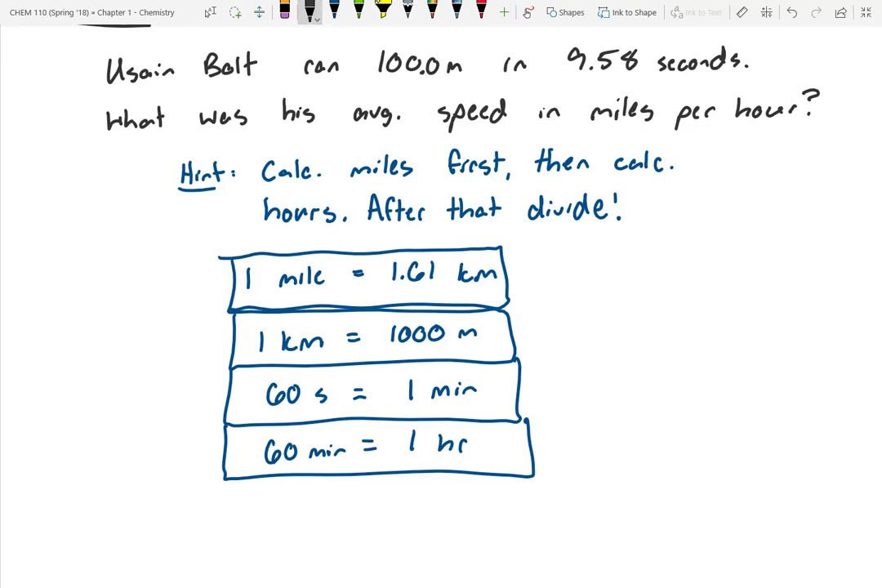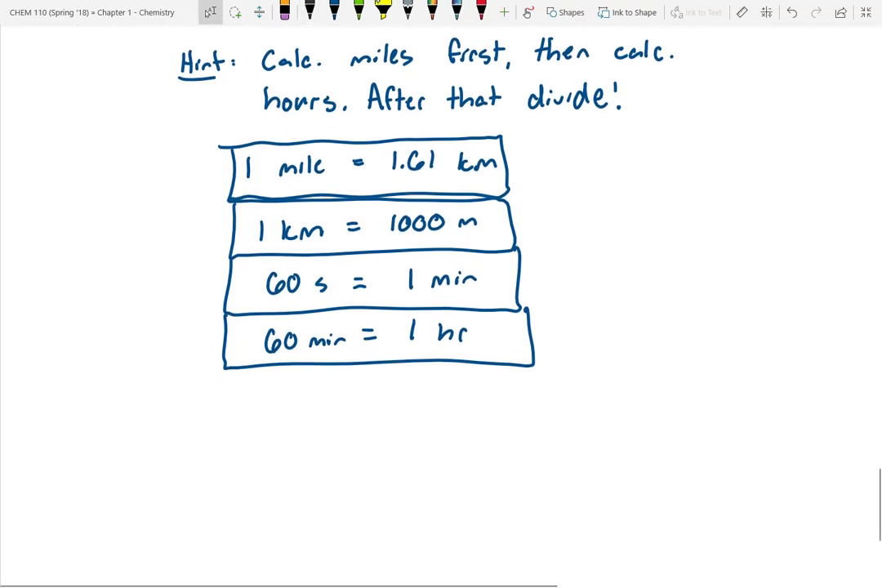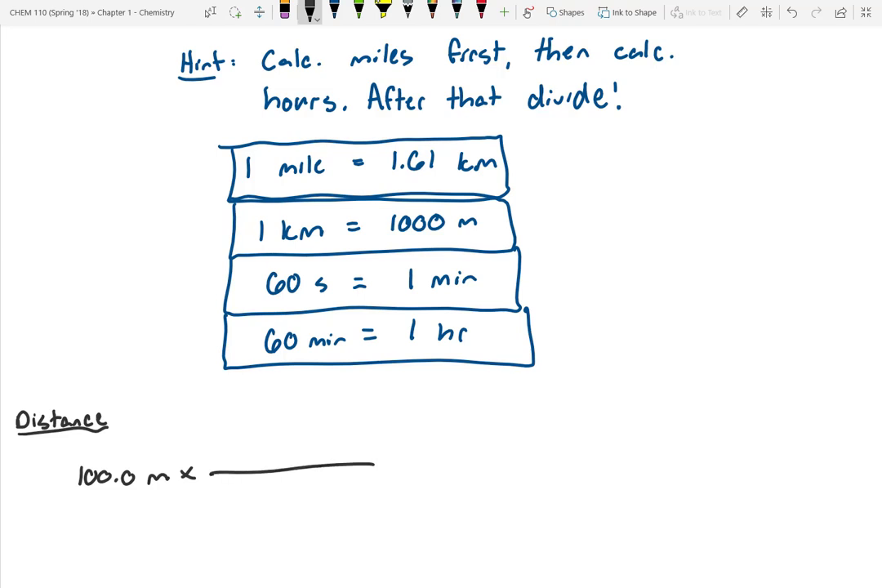All right, let's try to do this. So I'm going to follow my own hint. We're going to focus on distance first. So I'm going to put distance here. And we know the distance that he had to run was exactly 100.0 meters. And we need to convert this to miles, right? Because that's the unit for distance we want in our final answer. So I'll put meters on the bottom.